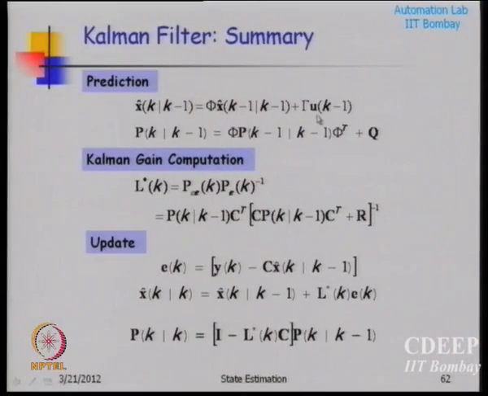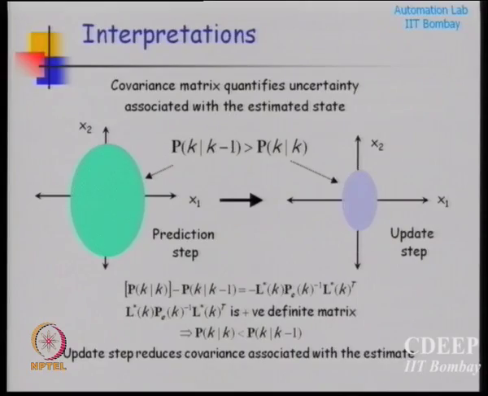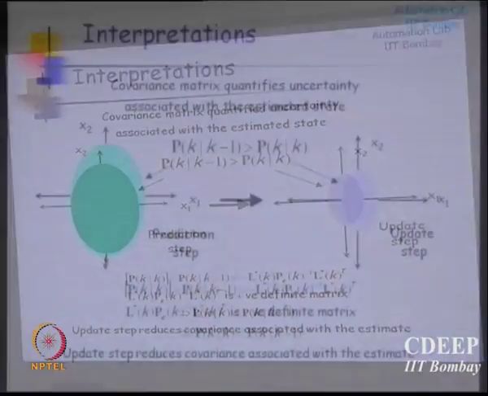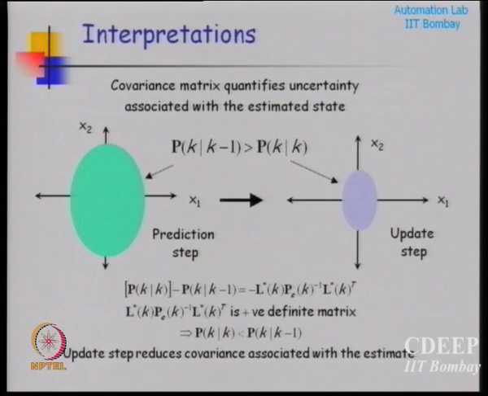It just says that the corrected mean is the predicted mean plus a correction. The correction is based on y minus y hat. A very, very powerful algorithm, and now we'll look at its interpretations and all kinds of things in the next lecture. What I'll show you is that every time there is a covariance reduction, you are getting a better and better estimate, and so on.